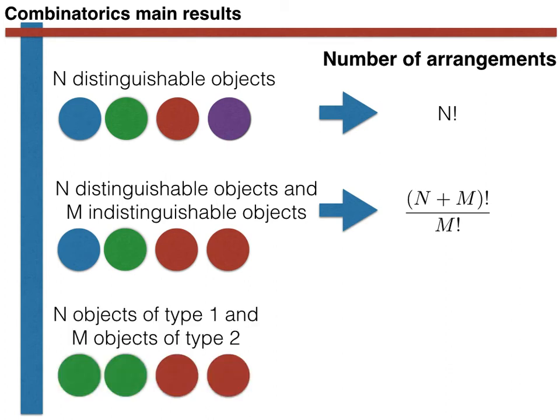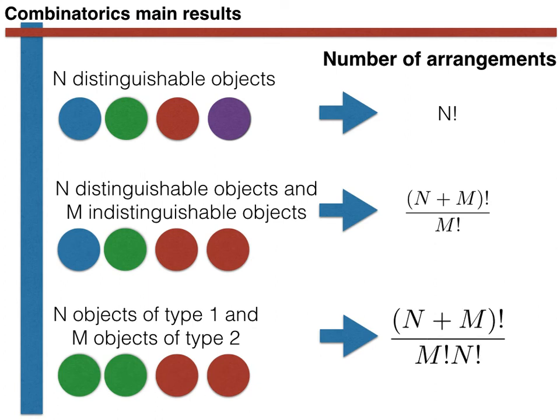Lastly, if we have n objects of type 1 and m objects of type 2, for instance, if we have a mixture of n green and m red circles, as shown here, then there are exactly (m plus n) factorial over m factorial times n factorial ways of arranging these objects.